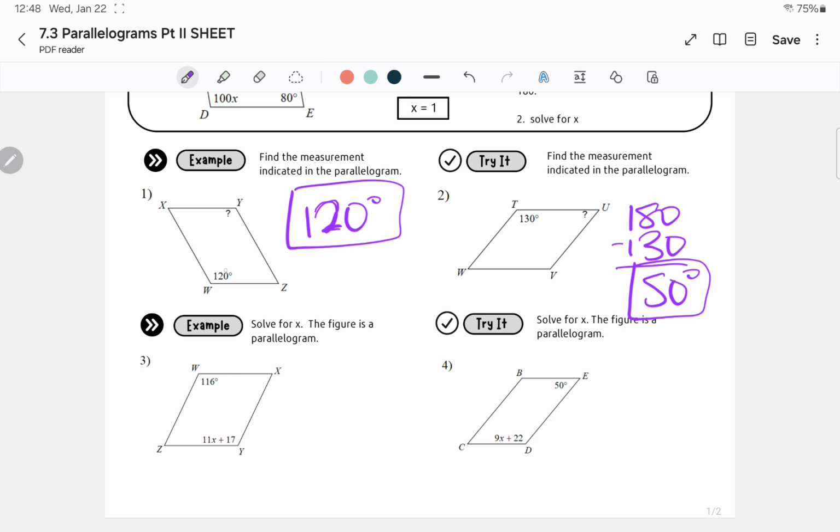So see how for number 1, they were across, they're the same. Number 2, they're next to each other, so they add to 180, right? 130 plus 50 gives you 180, okay? Same concept for 3 and 4. It's just going to be an equation now.